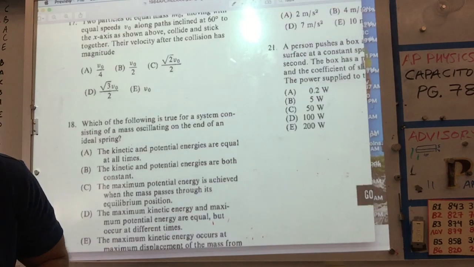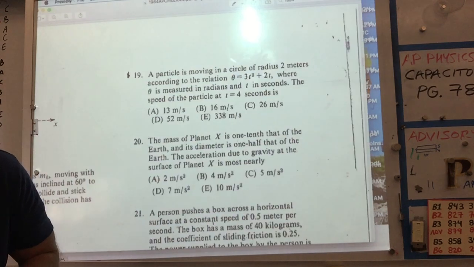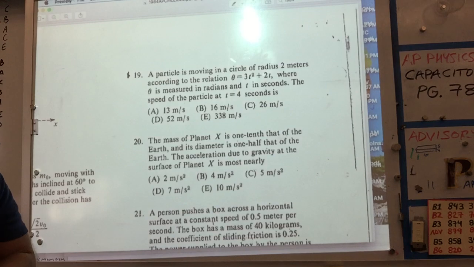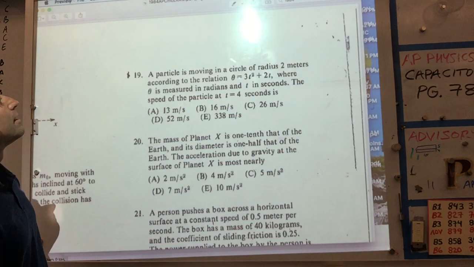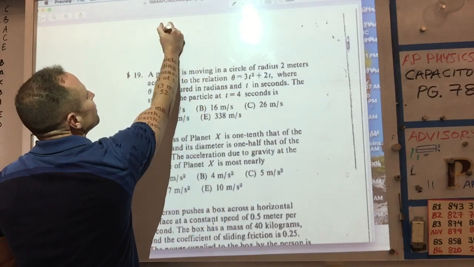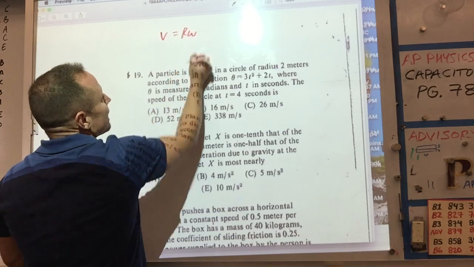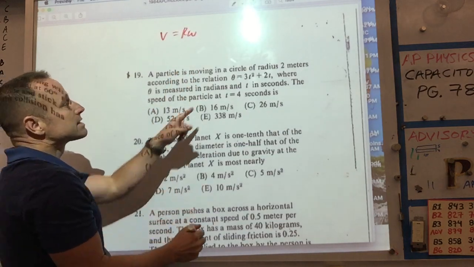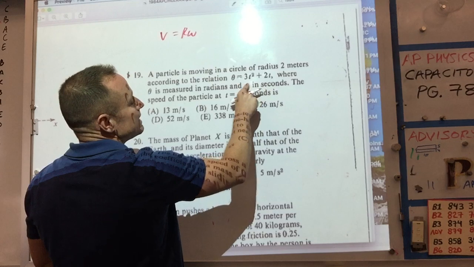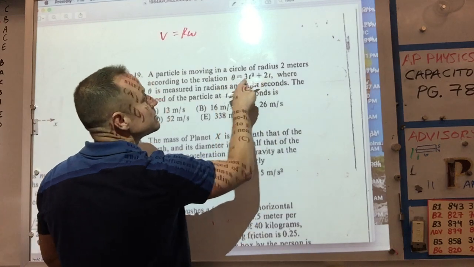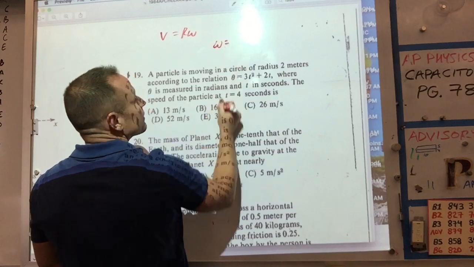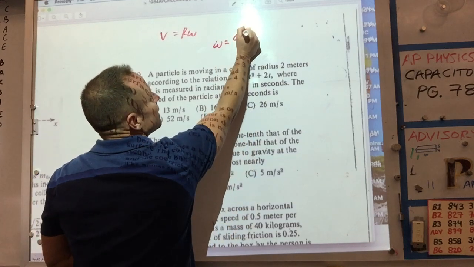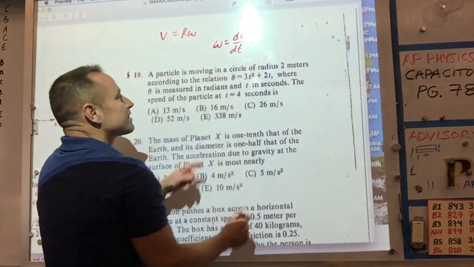All right, what's next? We're on 19. We got something going in a circle, radius 2 meters. Oh, and here's the angle. Okay, gotcha. The speed. So this is one where you want to do v equals r omega, and we've got to figure out what the omega is. Well, omega is going to be d theta/dt, the rate of change of the angle. So we've got to take the derivative of this thing.